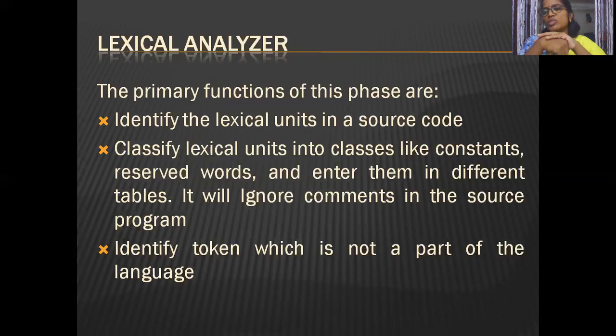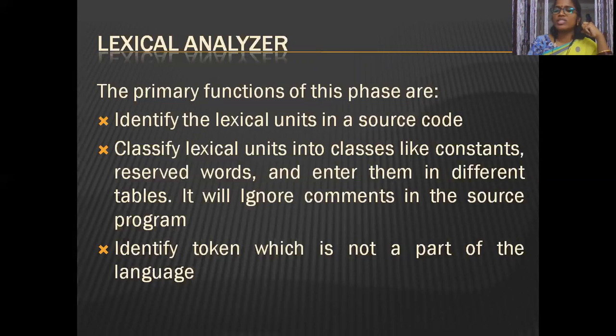So the primary functions of this phase are: identify the lexical units in a source code. I have told you source code is nothing but the code which we write for performing some task. Next, classify the lexical units into classes, that means different items like constants. In the previous video lesson, we saw that in the definition section we used to give a constant, pi as a constant. So we can differentiate it as constant, reserved word, and enter them in different tables. You can store them in different tables.